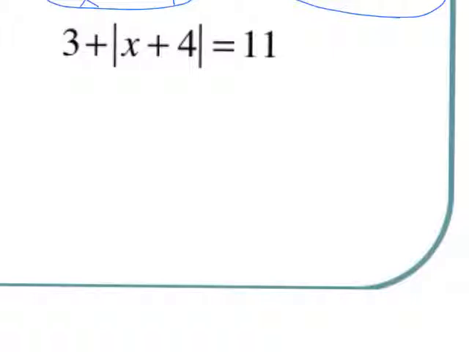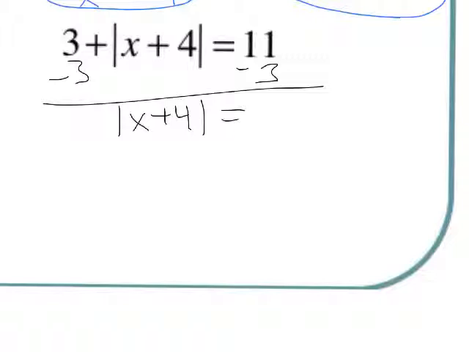So before we can split this up into a positive and a negative version, I need to first get rid of that plus 3, or 3 plus. How do I do that? Yeah, minus 3 from both sides. That gives us the absolute value of x plus 4 equals 8. Now this is similar to the last problem where I've got the absolute value alone. Now is when we're going to split this up into a positive case where x plus 4 equals 8, and a negative case where x plus 4 equals negative 8.